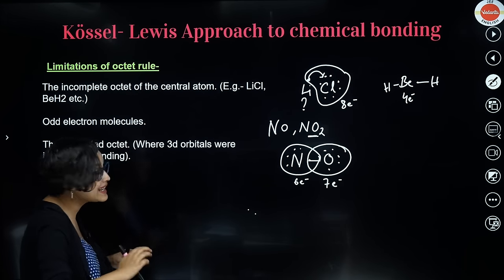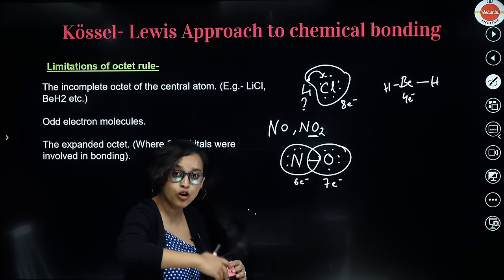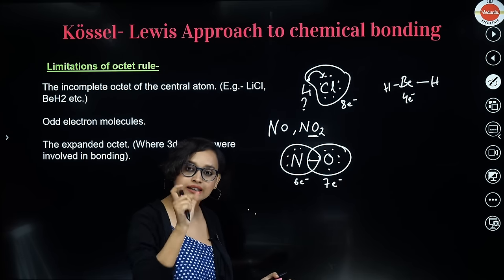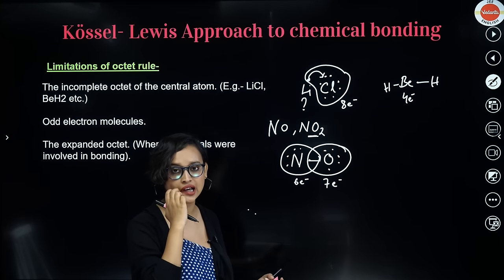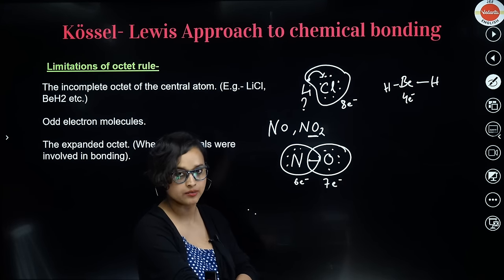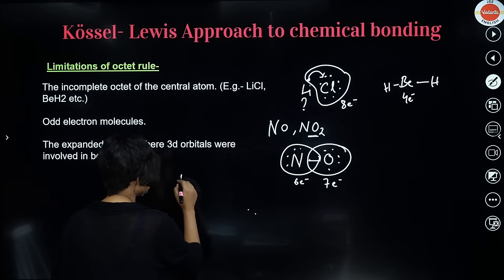The third one, the expanded octet. Now what happened? More than 8 electrons came into the picture. This only happens when there are elements which have 3d orbitals, where the 3d orbitals are participating. Check out, an example is PF5.